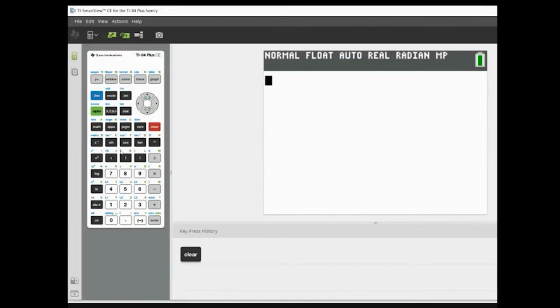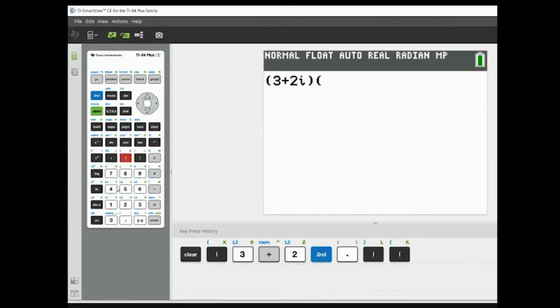What we're going to do is 3 plus 2i. And if you remember, the i is in there if you hit second decimal point. That's how you get the i. If you remember, second decimal place. Okay, and then we're going to multiply this by 1 plus 7i.